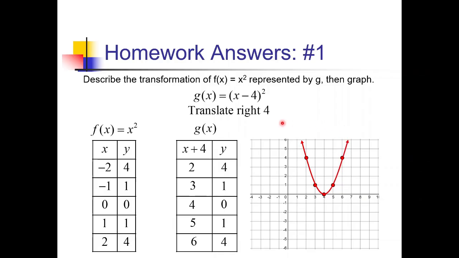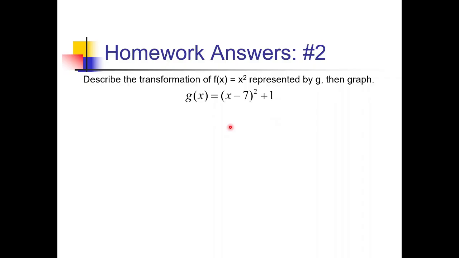Then just draw the parabola through those, and we're all set. For this problem, taking a look at the transformations happening here, the minus 7 inside is shifting us right 7, and the 1 outside is shifting us up by 1. Outside changes, remember, are up, down, and they're exactly what they look like. So we have a translation right 7 and up 1.